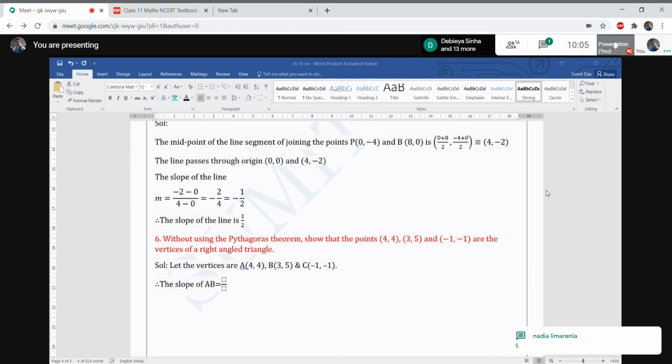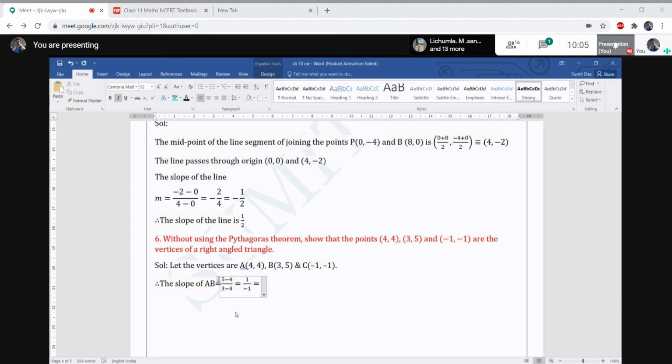Yeah. For AB, y2 is 5. So it will be 5 minus 4, y1 is 4, and divided by x2. What is x2? 3 minus 4. If you simplify this one, it will be 1 divided by -1, which is equal to -1. So slope of AB we got -1. Similarly, we'll find the other one.